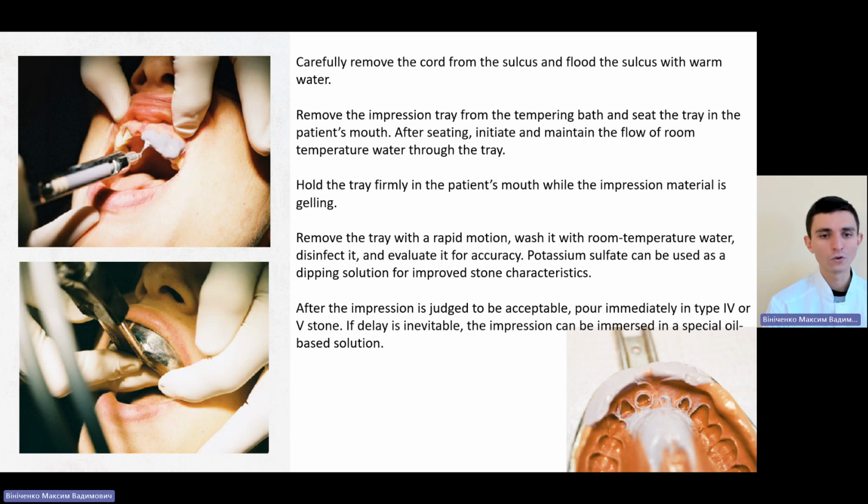Wash it with room temperature water, disinfect it, and evaluate it for accuracy. Potassium sulfate can be used as a dipping solution for improved stone characteristics. After the impression is judged to be acceptable, pour immediately in type 4 or type 5 stone. If delay is inevitable, the impression can be immersed in a special oil-based solution.